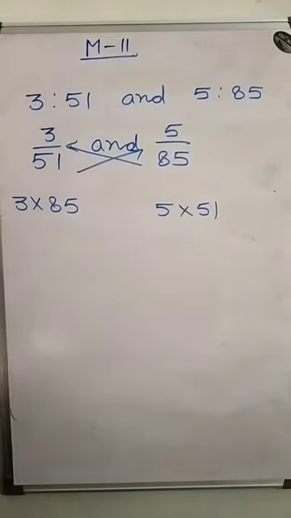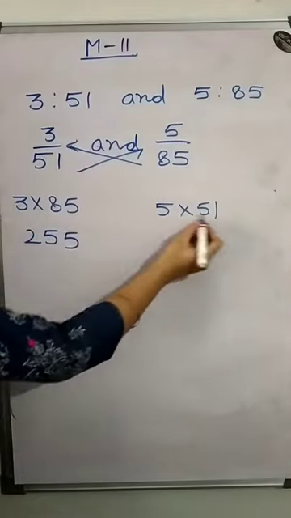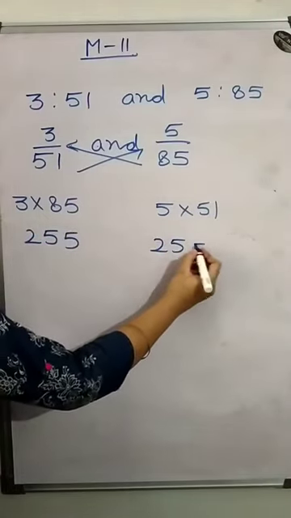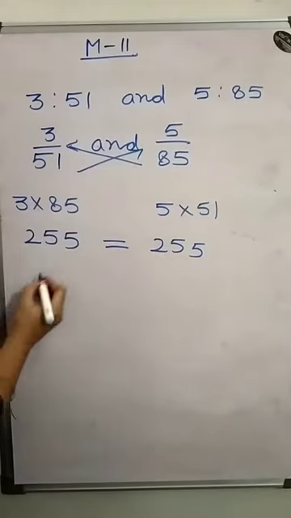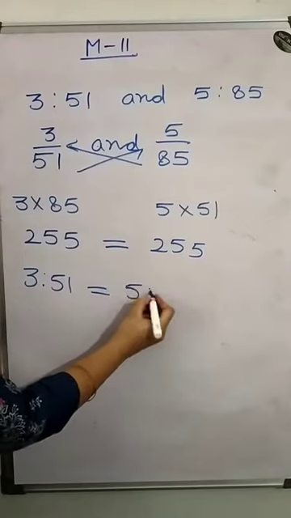Now calculate them. This is equivalent to 255, and this one is again the same, 255. These two are equal, so we can write that these two ratios are equivalent to each other.